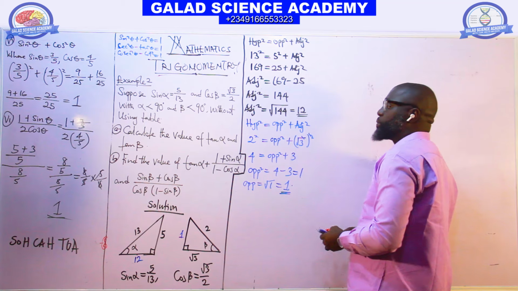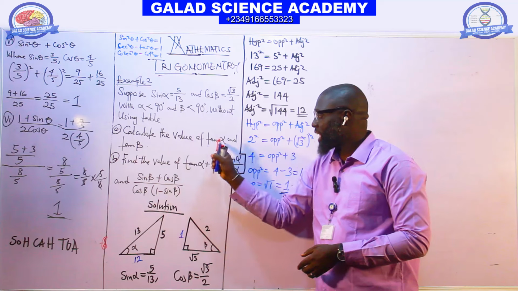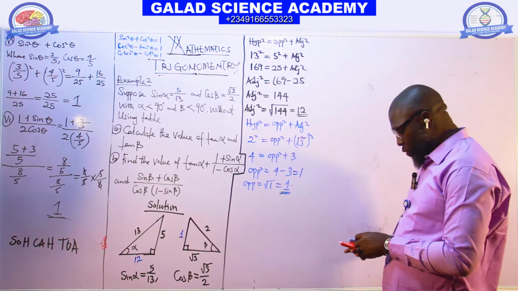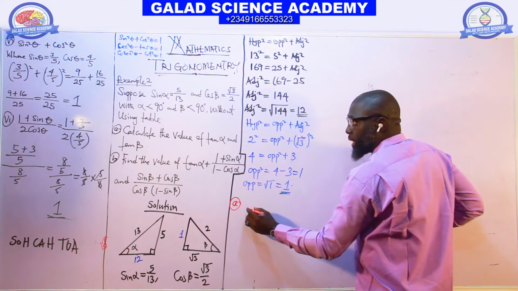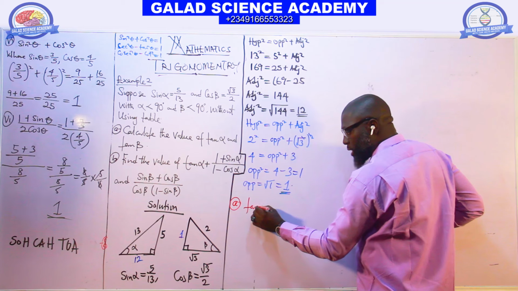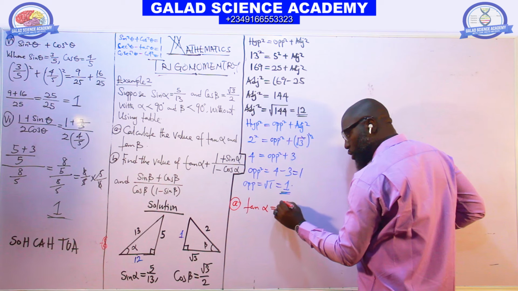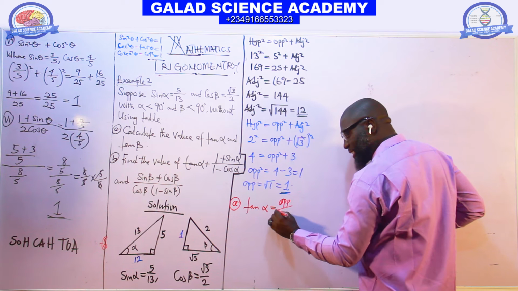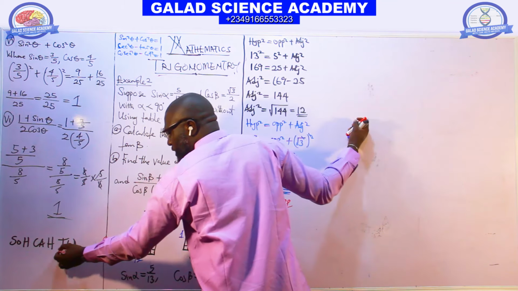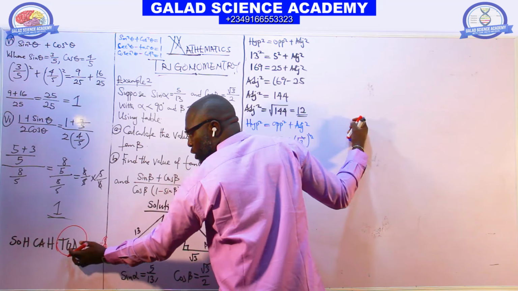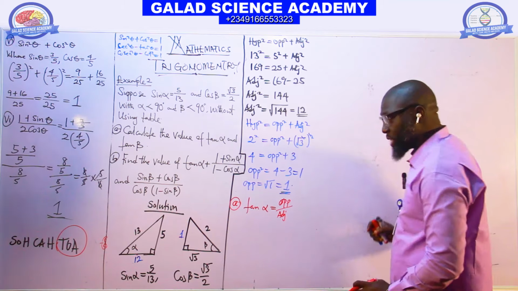For this one, I got 1. So we are now asked to calculate tan alpha and tan beta. So for the first question, A, tan alpha is equal to what? Tan is opposite over adjacent. Please, SOH CAH TOA is very essential. T for tan, O for opposite, A for adjacent. That's what I applied there.